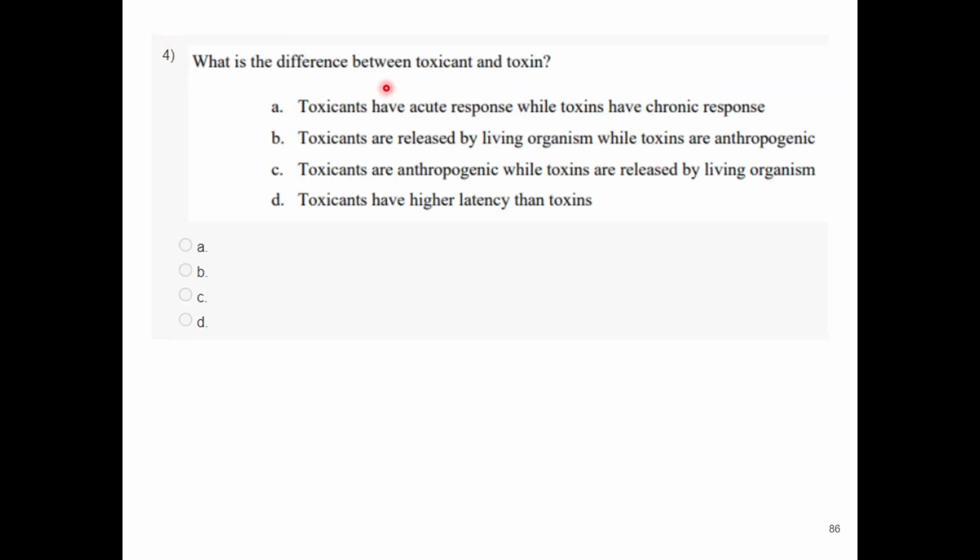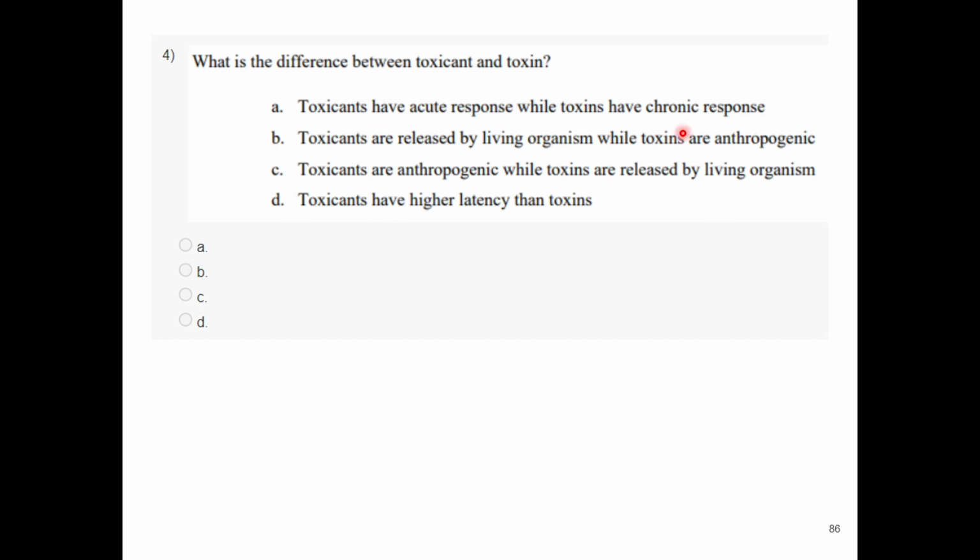Fourth question, what is the difference between toxicant and toxin? A, toxicants have acute response while toxins have chronic response. B, toxicants are released by living organisms while toxins are anthropogenic. C, toxicants are anthropogenic while toxins are released by living organisms. D, toxicants have higher latency than toxins. A, B, C, or D, which is the correct option?